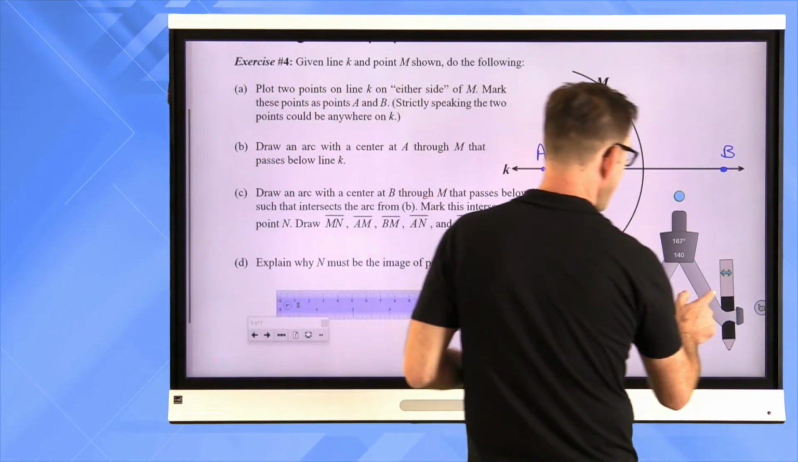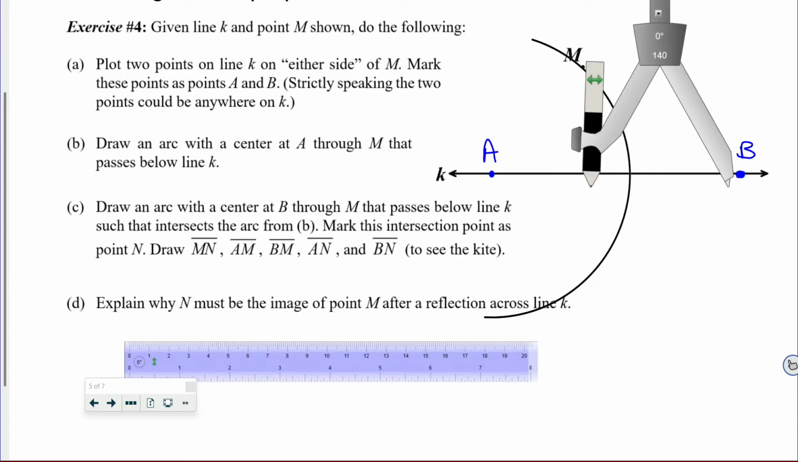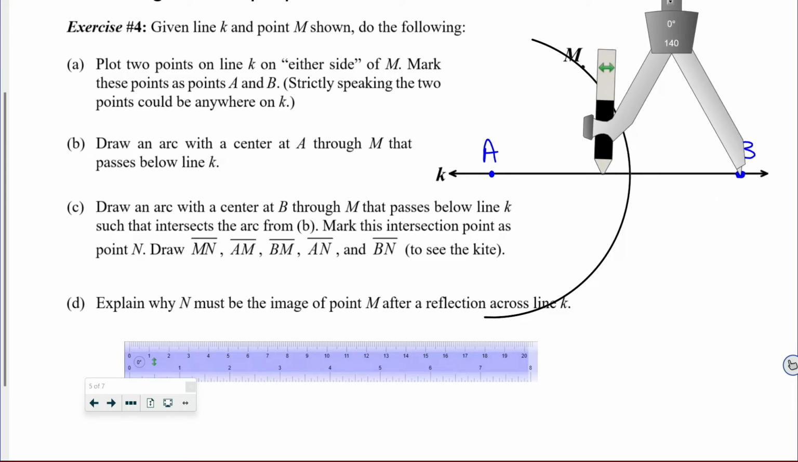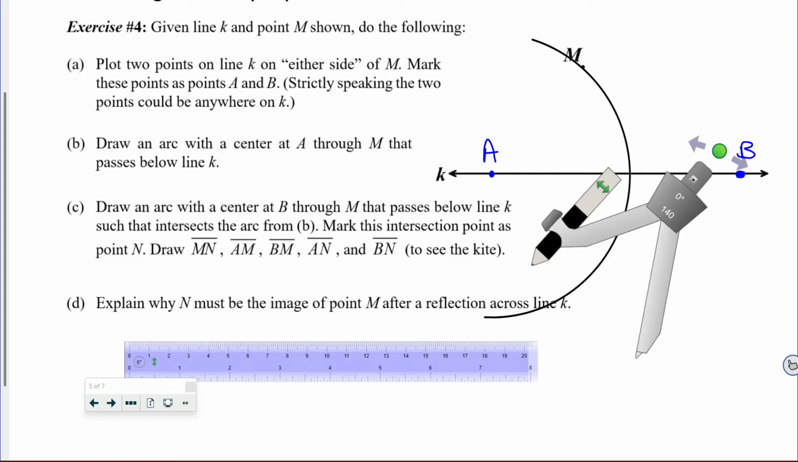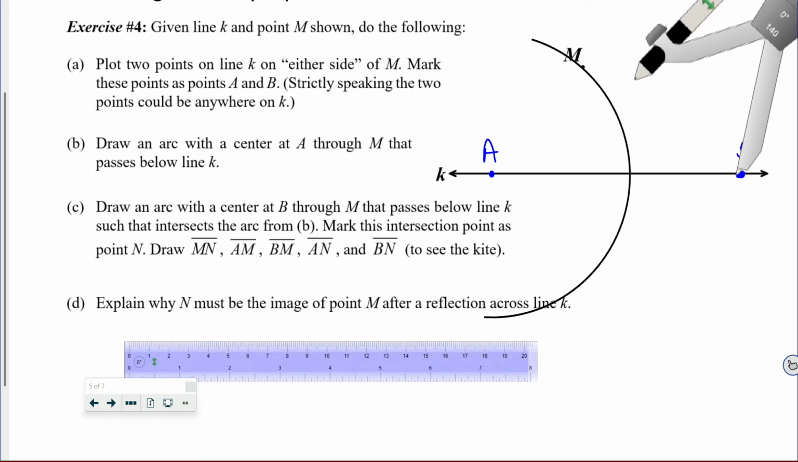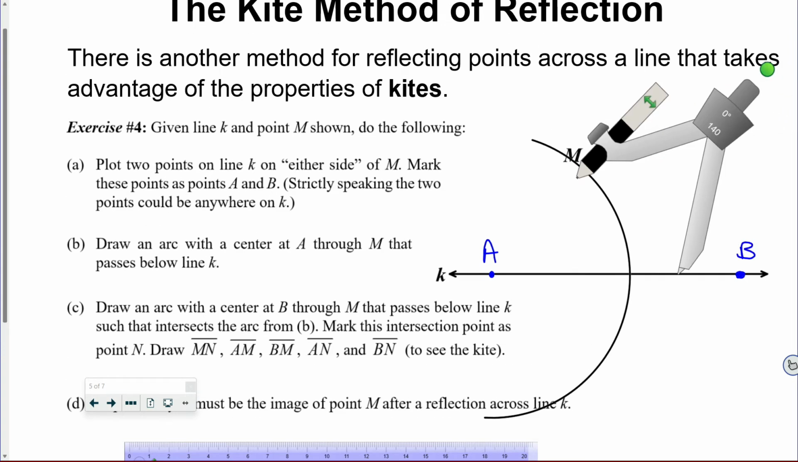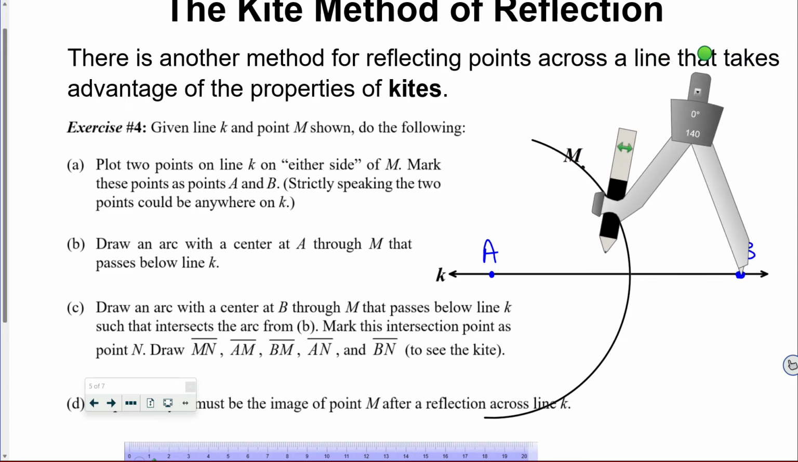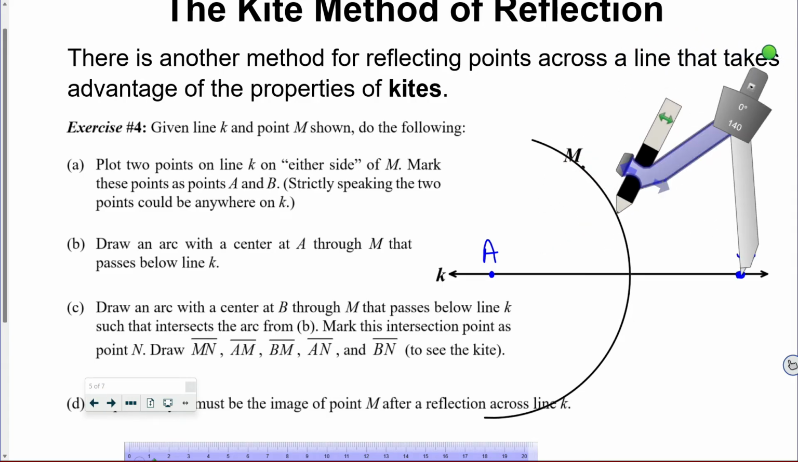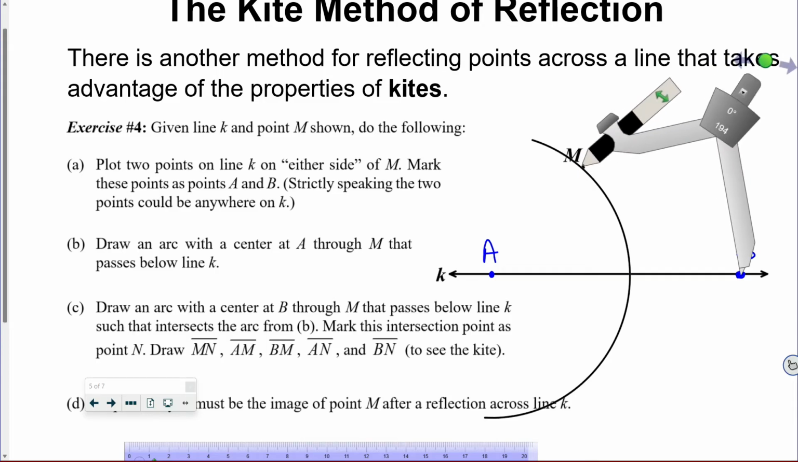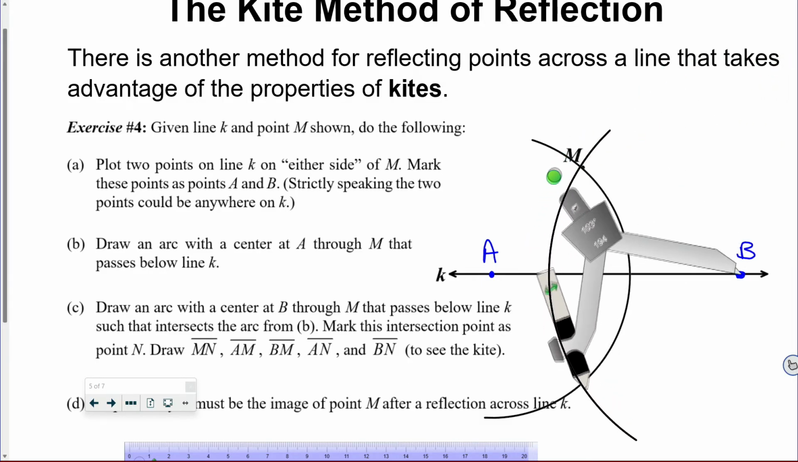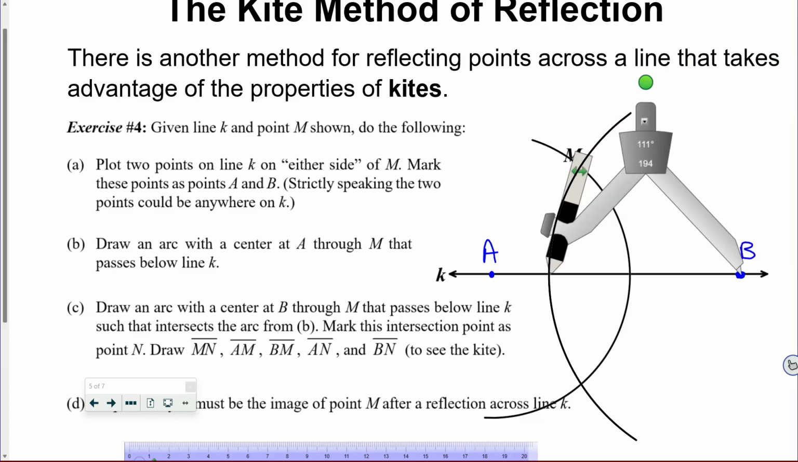So in other words, we're going to do exactly the same thing that we did before, except the arc is going to be centered at B. This is going to be very hard to get in here. All right, but we'll get it. There we go. That's a little bit better. This is where it's going to be much easier for you than it is for me. But I think I've got it about as good as it's going to get. Not quite through point M, but it's as good as I can do it.